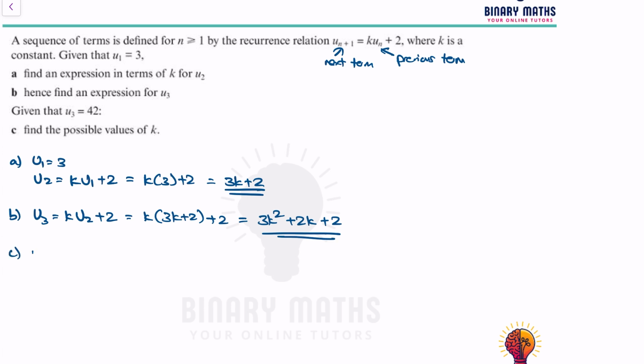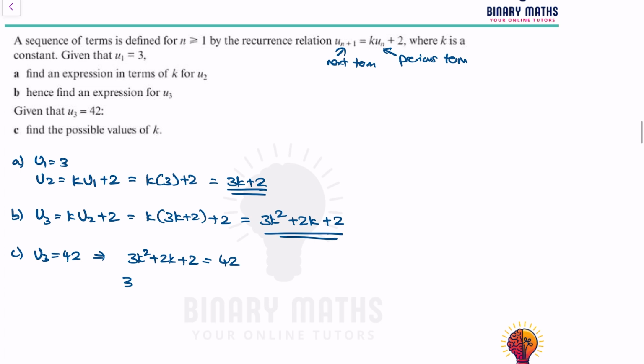C, given that u3 is equal to 42. So u3 is equal to 42 implies we already found the expression for u3, which is 3k squared plus 2k plus 2, must be equal to 42. If we take everything to the left-hand side, I get 3k squared plus 2k plus 2 take away 42 gives me minus 40 equals 0. I need to factorize this, which factorizes quite nicely to minus 10 here and positive 4. So the middle term gives me 12k minus 10k, which is 2k, which means k is equal to 10 over 3, or k is equal to negative 4.